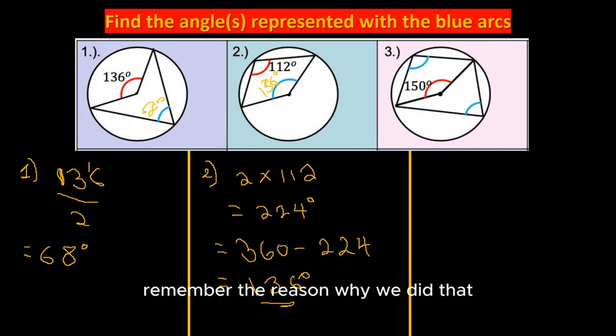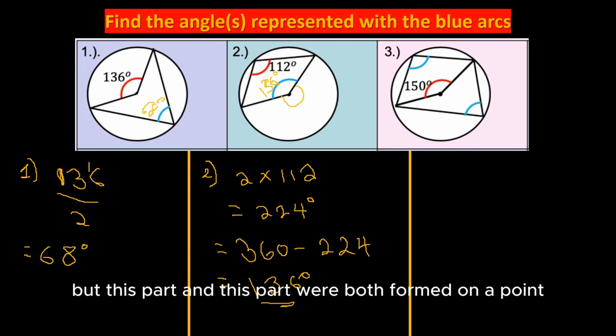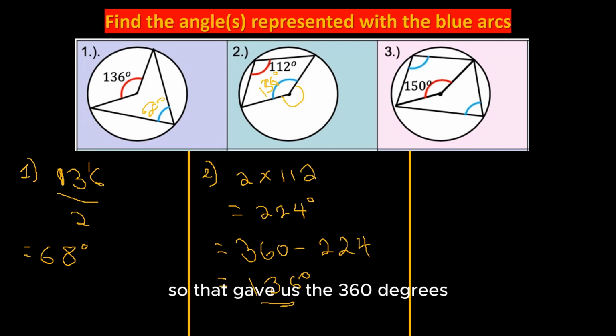Remember, the reason why we did that was that this gives us the value of this, times 2 of that gives us this, not the blue part. But this part and this part were both formed on a point, angle on a point, so that gave us the 360 degrees. So we have to subtract the 224 from 360 to get the interior angle.